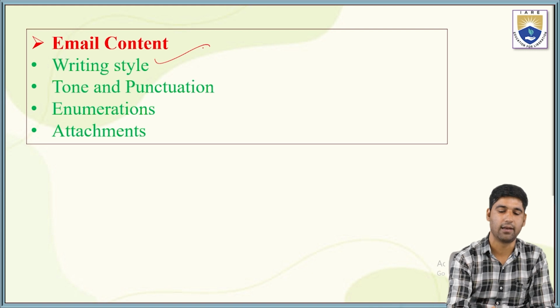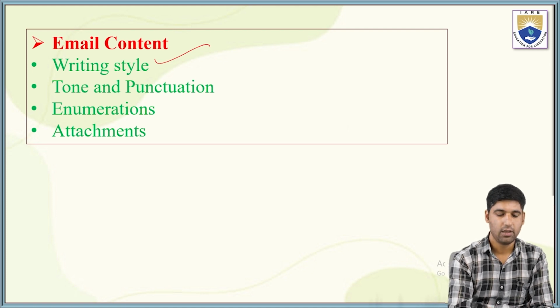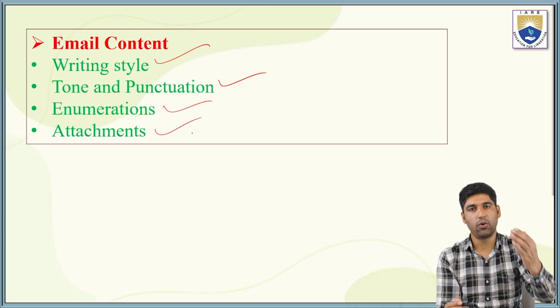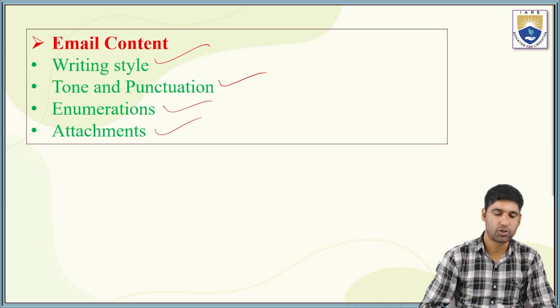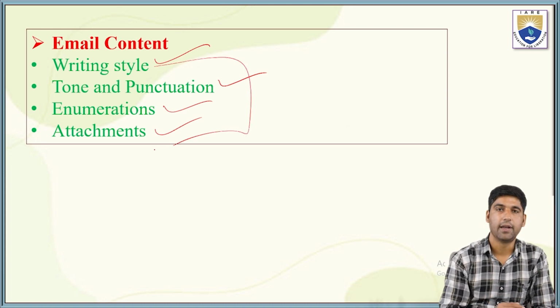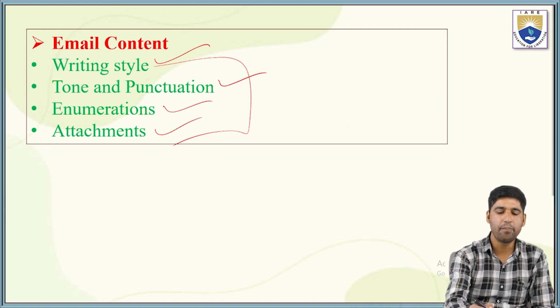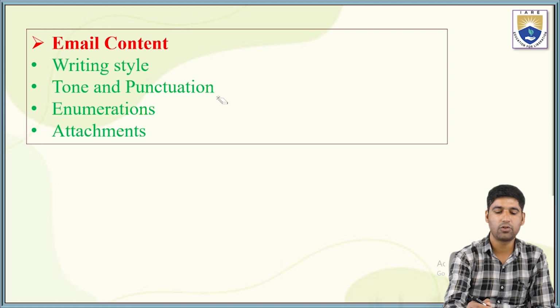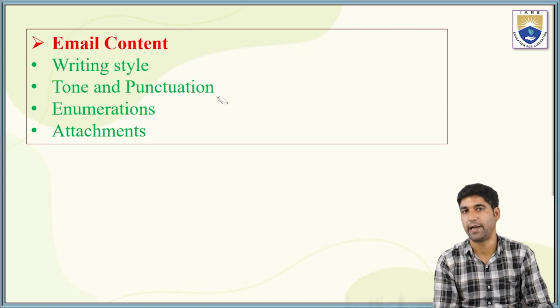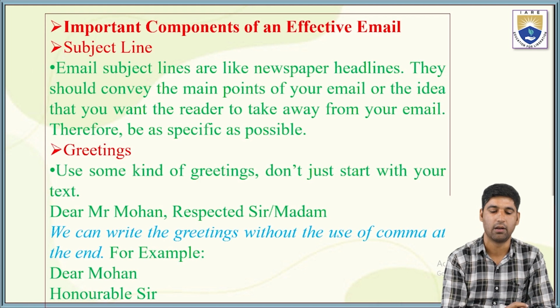Number one is writing style. Your writing style has the greatest say when it comes to drafting an email. Tone and punctuation, enumerations and attachments. These four things are required when it comes to content. We need to take care of these different areas in order to make our email an effective email, and to meet our expectations, to be understood by the receiver, by the person who reads this email.